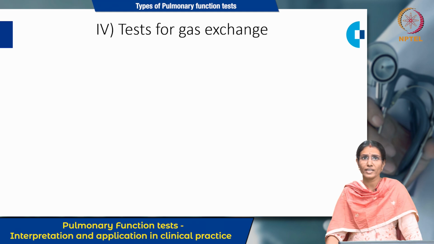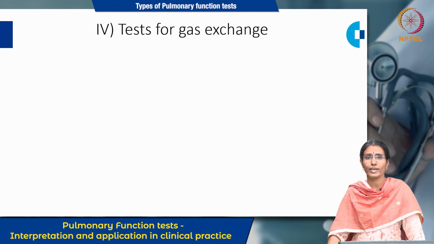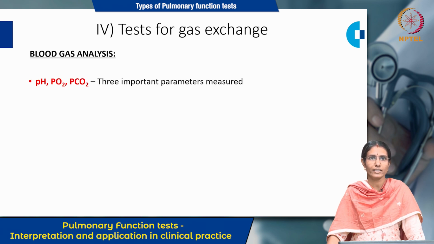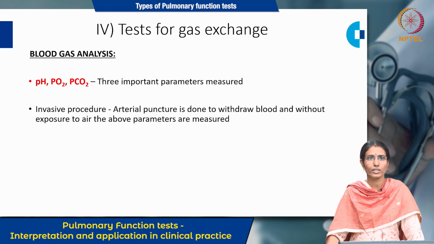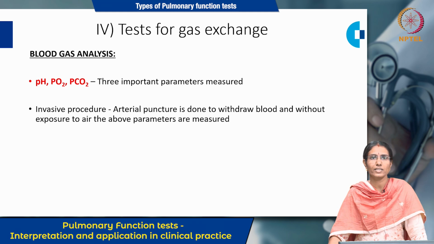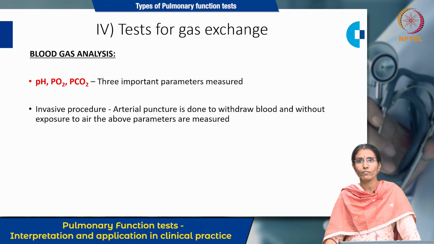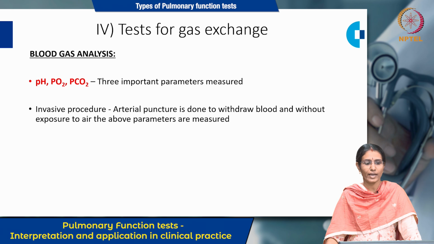We have seen three tests. Now, let's see the tests of gas exchange. What are the tests used to assess the gas exchange which happens at the level of the alveoli? Blood gas analysis. This is a very commonly, widely used test, especially in the intensive care setting. What are the parameters measured? pH, PO2, the partial pressure of oxygen, and PCO2, the partial pressure of carbon dioxide. These three important parameters are measured using these gas exchange tests, but this is an invasive procedure. Blood has to be withdrawn from the artery, and without any exposure, the above parameters have to be measured.